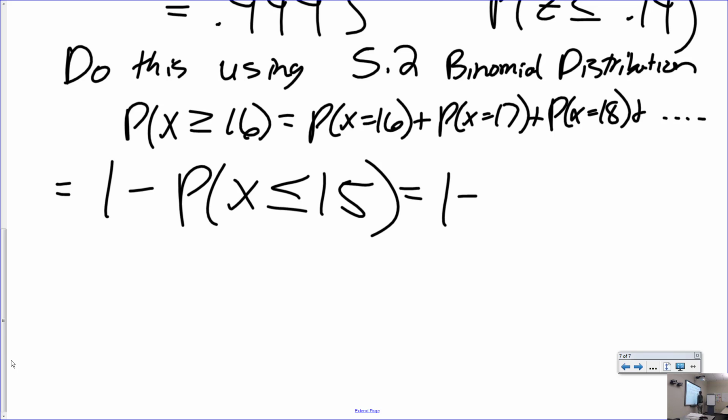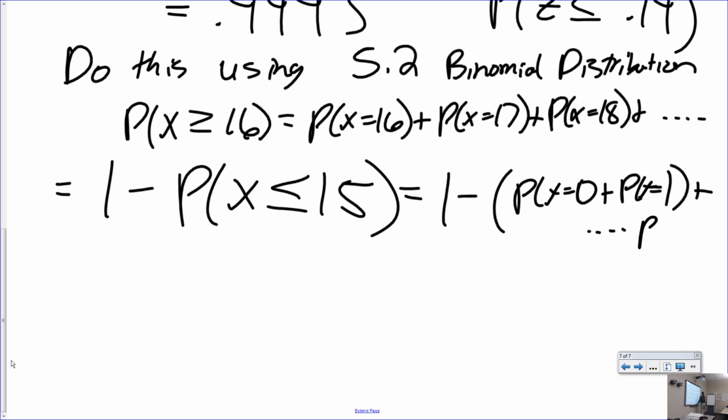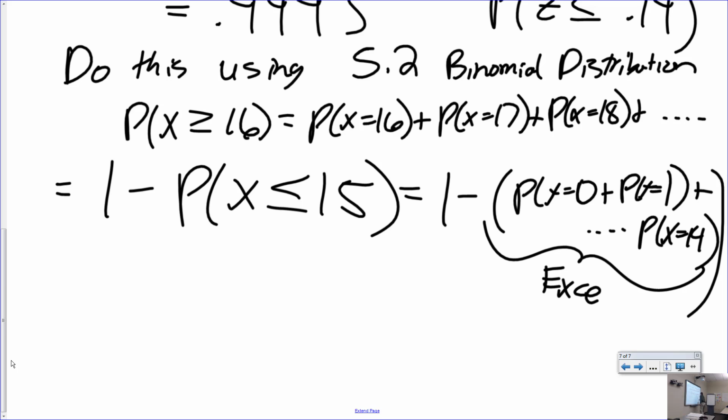This is 1 minus the probability that x equals 0 plus the probability that x equals 1, plus and so on, up to the probability that x equals 14. All added together, and this you can do in Excel. So we can crank it out really fast and see how it works.